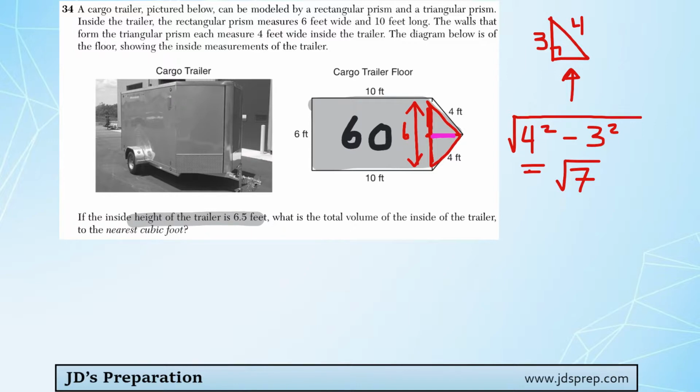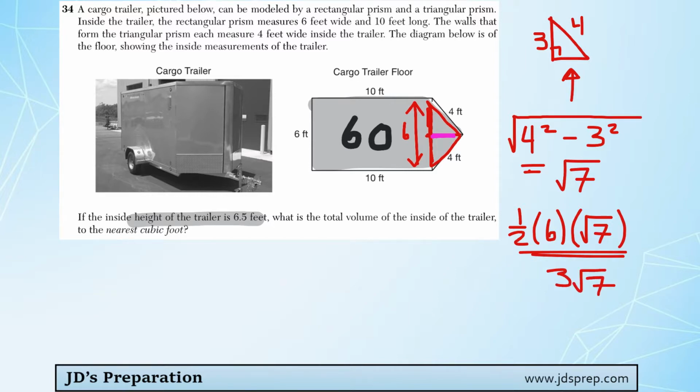So what this means is that the area of that entire triangle is going to be 1/2 multiplied by our base of 6 multiplied by the height, which we just figured out to be root 7. So we can think of this as the same thing as 3 root 7. Great, so that represents the area of the triangle.